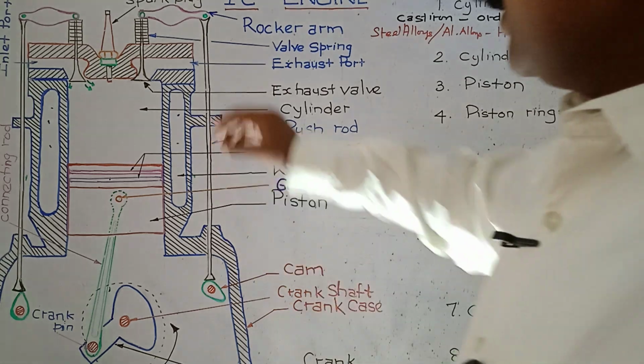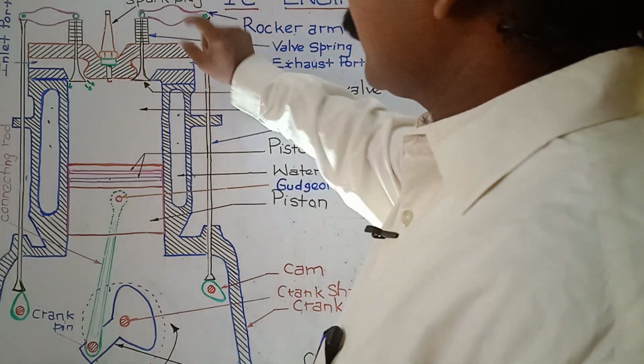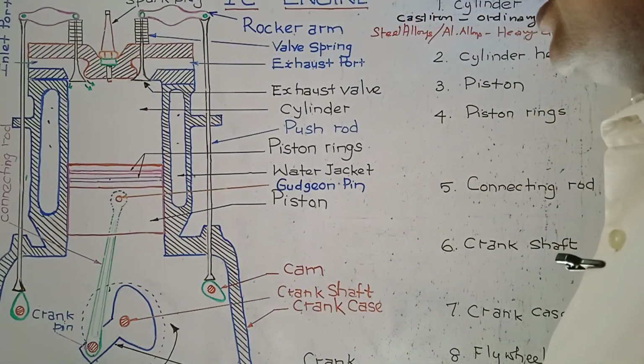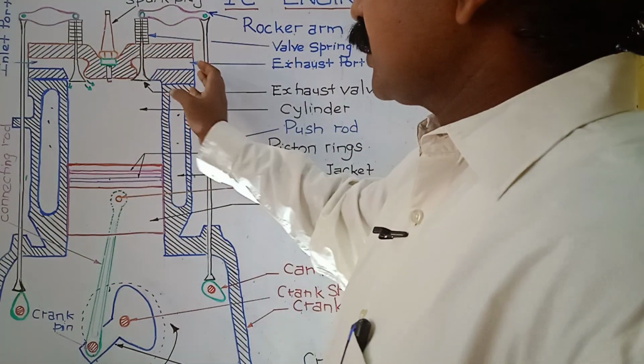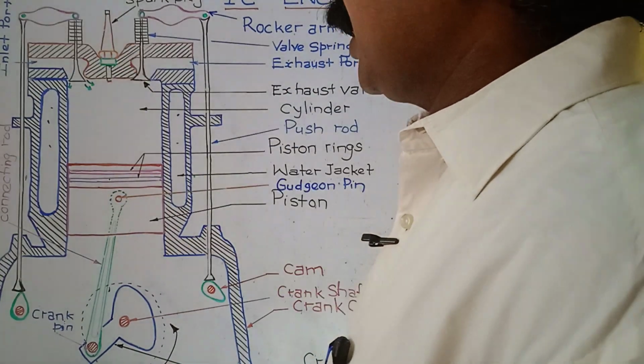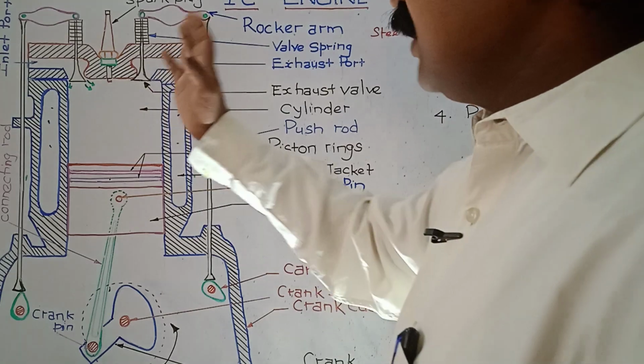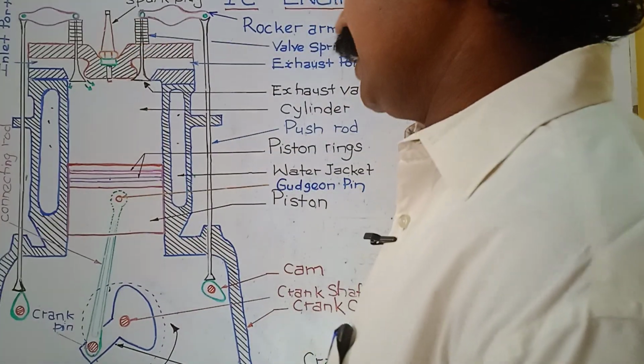Next, the cylinder is closed by a cylinder head. The cylinder head has the inlet and exhaust ports, and a spark plug in a petrol engine or a fuel injector in a diesel engine.